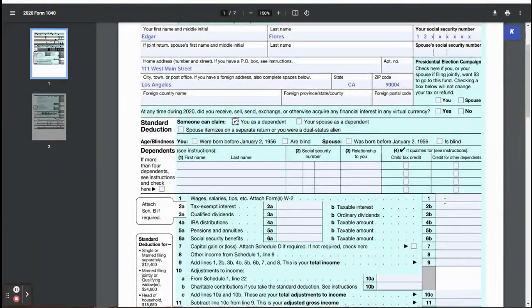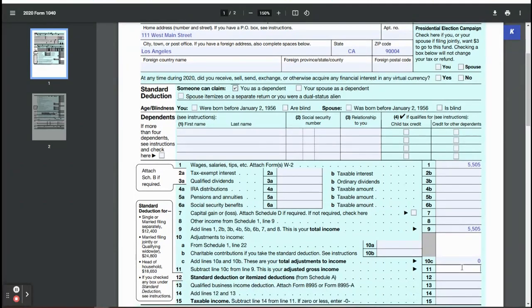On line 1, we're going to put his wages, which is the $5,505. There's nothing about interest or dividends that's discussed. So we're going to carry that $5,505 down to line 9, where this is our total income. Line 10 doesn't have anything that applies. So on line 11, we will also carry that amount down. It's $5,505, and this is his adjusted gross income.